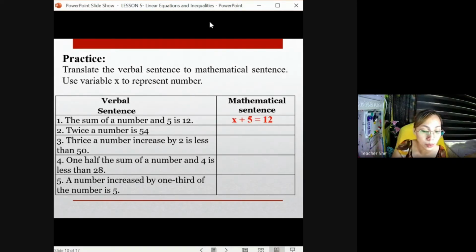How about number 2? Twice means 2 times a number. A number here is the variable x. So that is 2x equals 54.